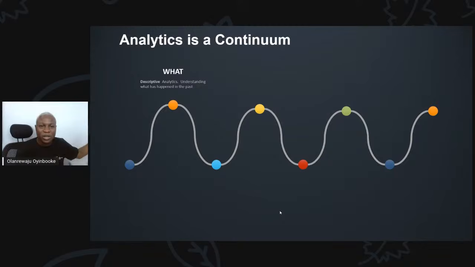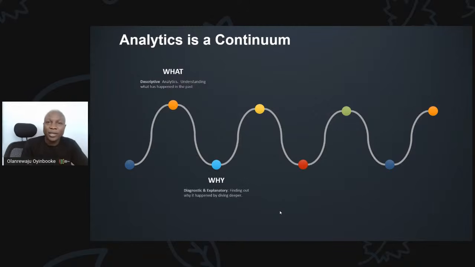What happened last month? What happened yesterday about the business? How much revenue did we make? All those are questions about things that have happened in the past. Understanding what has happened in the past, they are called the what question, and they are descriptive. Business just wants to understand what has happened in the past.